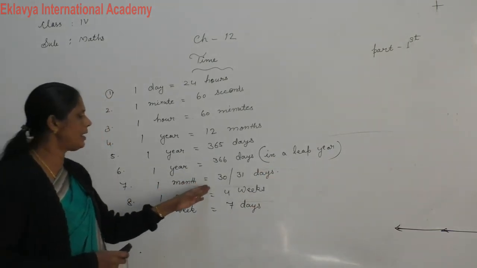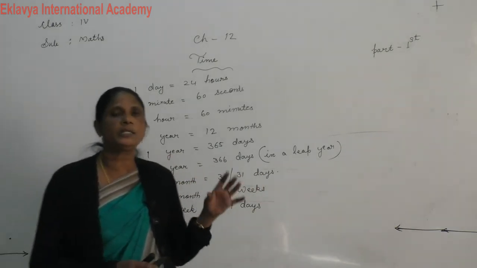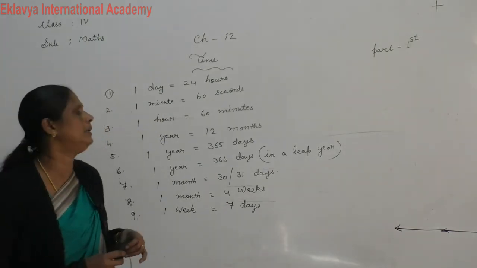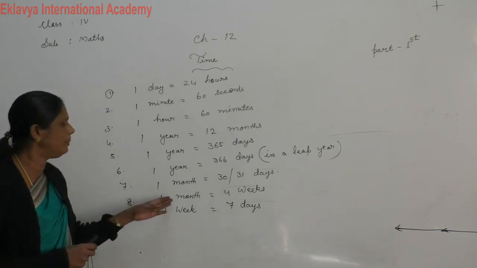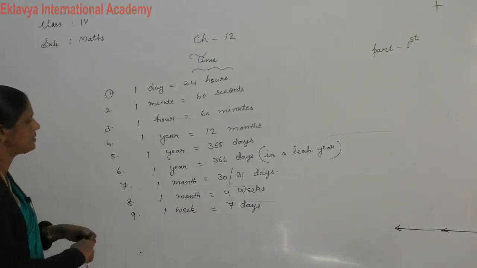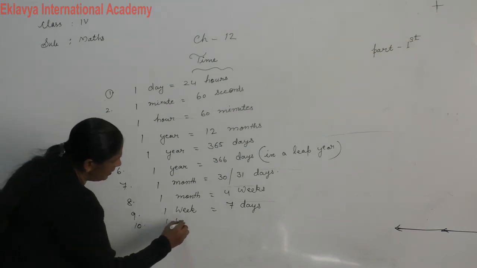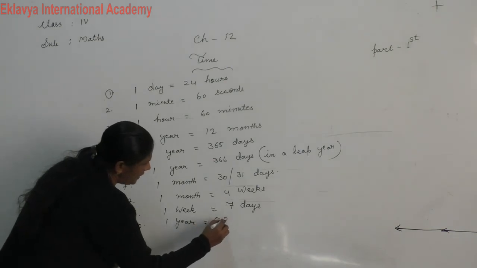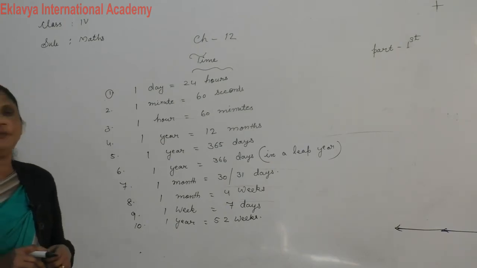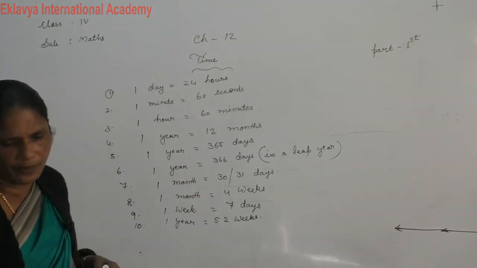Then 1 month is equal to 30 or 31 days. In ordinary cases we take 30 days. If a separate month is given, you take the days according to that month. Okay. Then 1 month is equal to 4 weeks. 1 week is equal to 7 days. Then last, 1 year is equal to 52 weeks. First you learn the formulas this time.